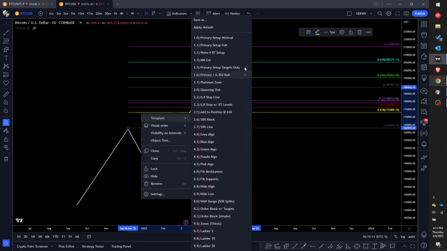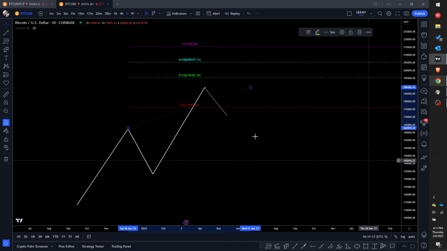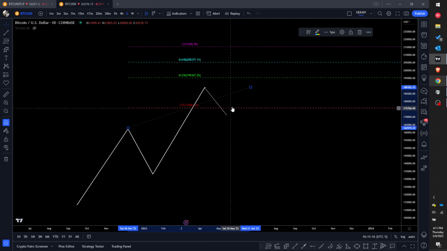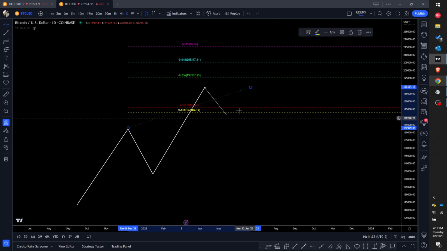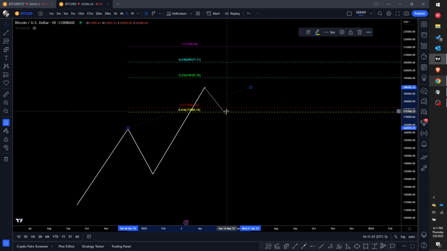And actually, I have a, there, he would be looking for this 0.5 down to a 0.618. Okay, it's the same zone right in that groove right there. And then you have the same targets above.